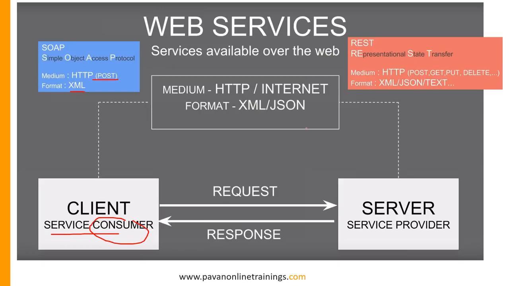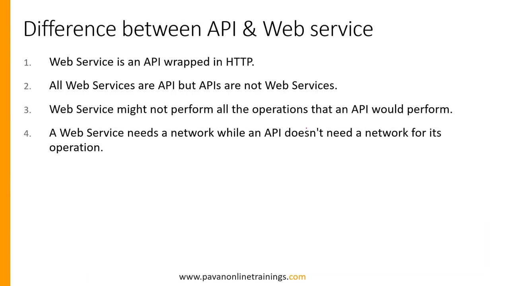Now let us see in more depth the difference between API and web service. Just now we talked about this. A web service is an API wrapped into HTTP, which means it will use the HTTP protocol internally and is a part of the internet. The network must be there. And the second point: all web services are APIs, but APIs are not web services. Remember this.